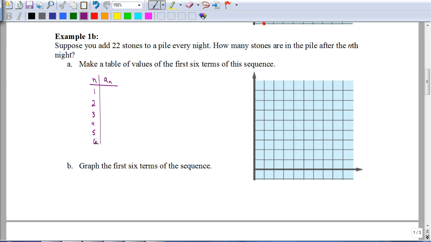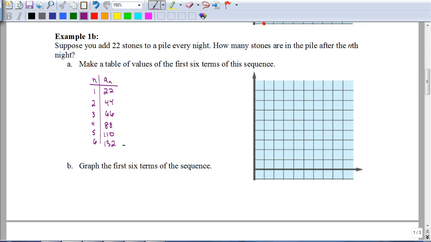So the first term represents how many stones there'd be in the pile after the first night, which would be 22. And every night you're going to be adding 22 more stones to the pile, so you'd be up to 44, 66, 88, 110, and 132.